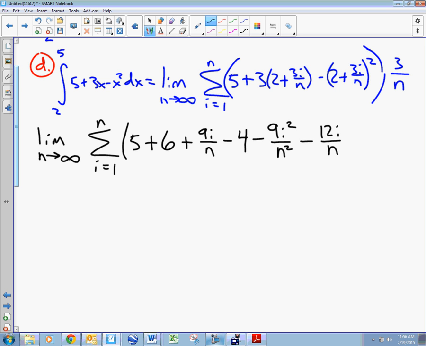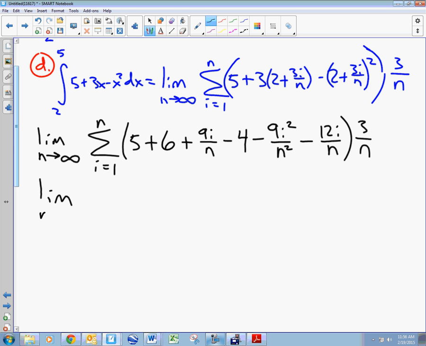So if we FOIL that out, you would have 2 times 2 is 4. 3i over n times 3i over n is 9i squared over n squared. But then you have the inside and the outside. So 2 times 3i over n is 6i over n, added to another 6i over n is 12i over n. And multiply all that by 3 over n. Awesome sauce.